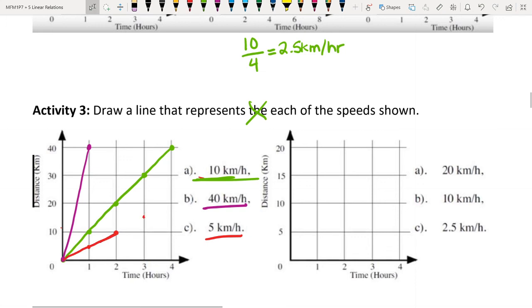At 3 hours, they're going to be 15 kilometers. And then finally at 4 hours, they'll be 20 kilometers away. So roughly like this. Okay, now that I've done this one for you, you should be able to try and do this other one on your own.